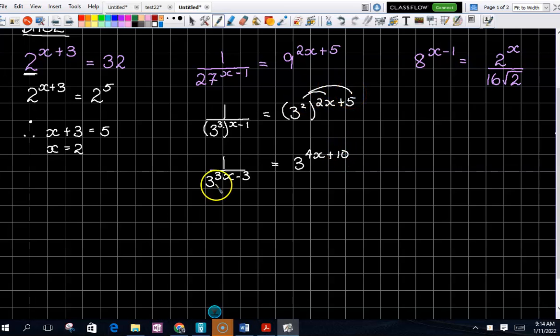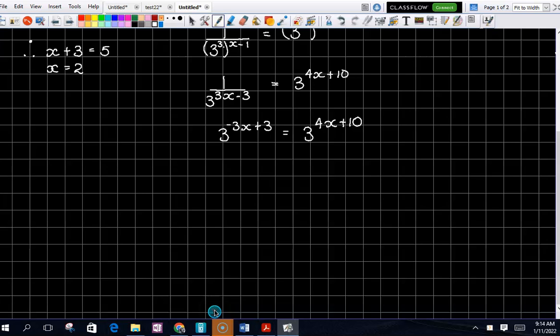We're nearly there, but we want this to be upstairs. When we move it upstairs, everything becomes minus. So it's going to be minus 3x minus minus 3, which becomes plus 3. And this is equal to 3 to the 4x plus 10. You can see straight away there's no way you could have just looked at this and solved it. We've got to that point. Aha! Bases are the same. Therefore, the powers have to be the same. It's impossible for 3 to the 7 to equal 3 to the 11. The bases are the same, so the powers have to be the same.